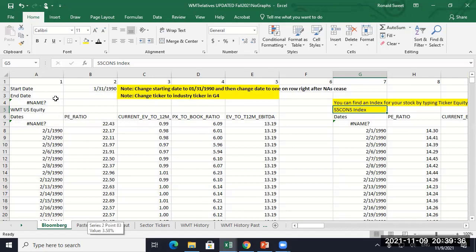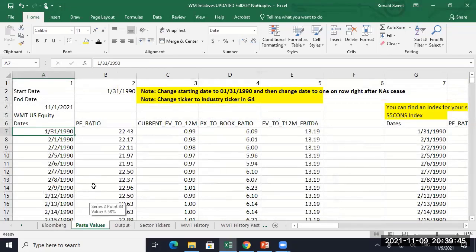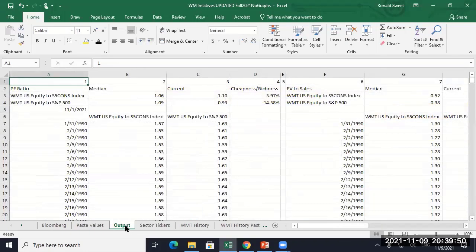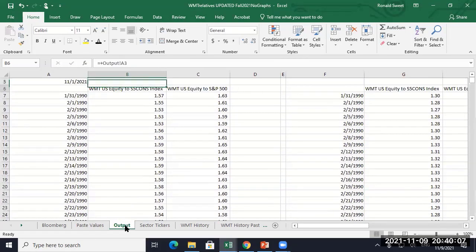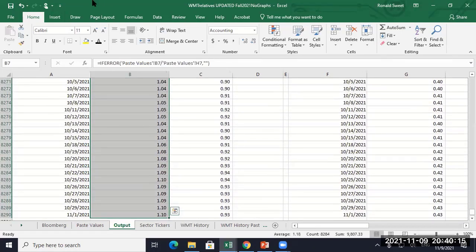So what we're going to do, you bring in all your PE ratios, EV to sales, price to book, EV to EBITDA. You then paste value them over here. And then you're going to compare these. So we'll talk about this next class when we just give you one example. So here's Walmart's. This is PE ratio to consumer discretionary, consumer staples. And here's Walmart to the S&P 500 relative. So what do we mean here? So here's the graph.